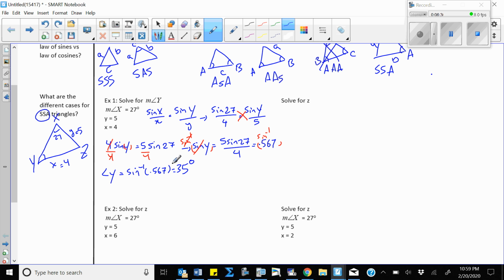But here's the deal. We don't have only one answer. We basically have two answers. One is Y1 and Y2 is the second answer for this angle. How do I find the other one? Let's have a quick look at the unit circle. On the unit circle, angle 35 is going to be somewhere around here.